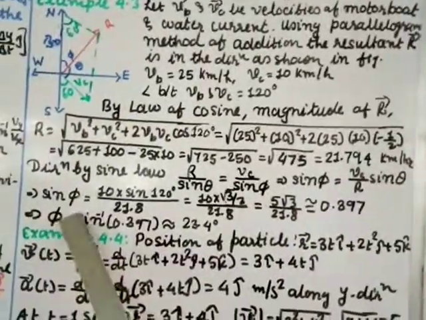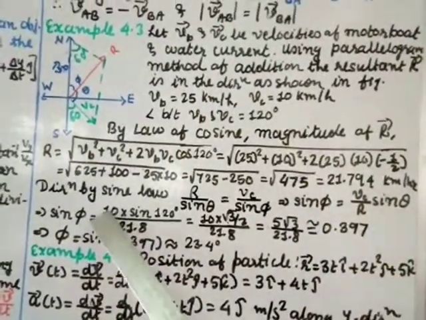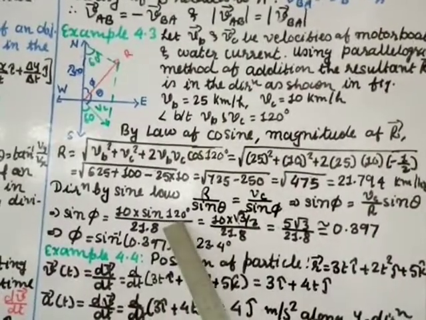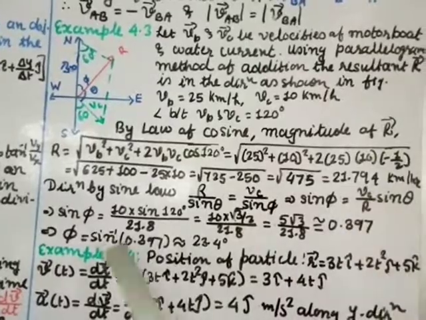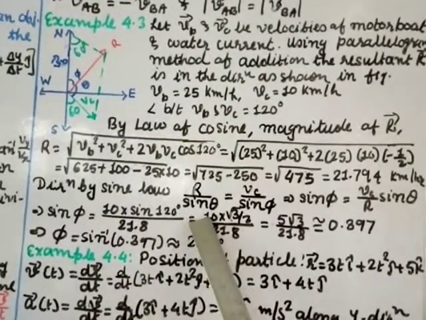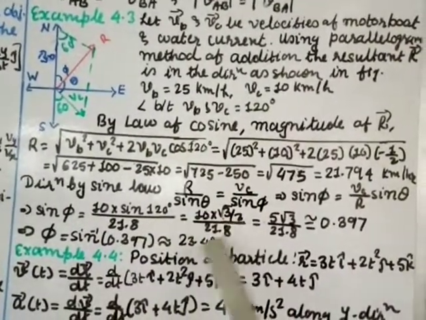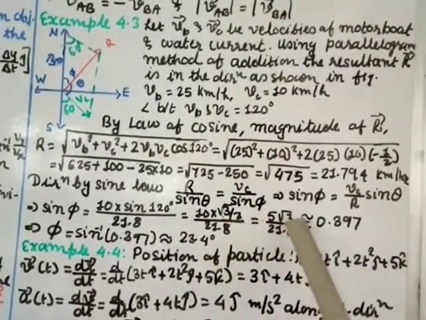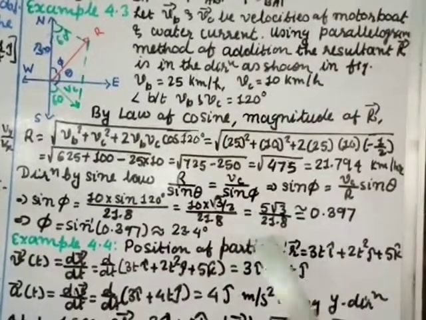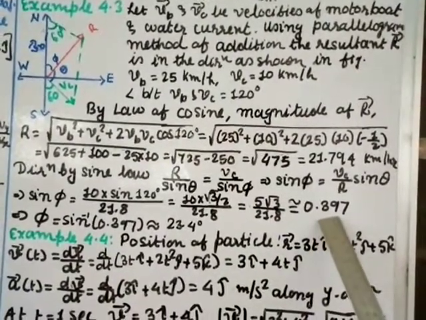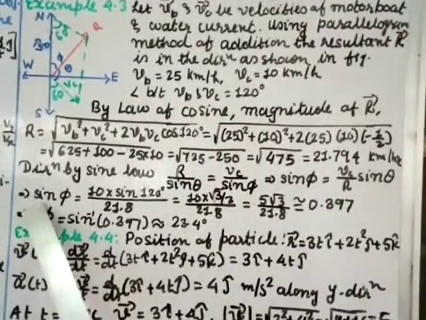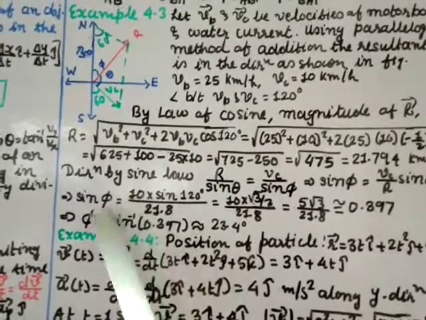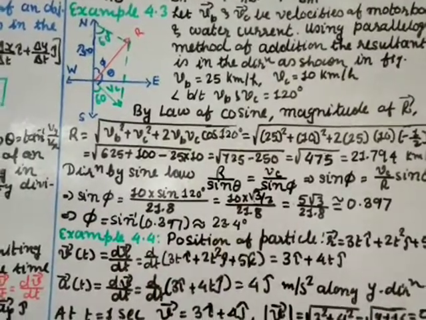So sine phi is equal to VC, which is 10, into sine of the angle between VC and VB, which is 120, divided by R, what you found here, 21.8. 10 into sine 120, which is root 3 by 2, divided by 21.8. 10 you cut by 2, so you get 5 root 3 by 21.8. You find this ratio, you get approximately 0.397. Then phi is equal to sine inverse 0.397, and this value is approximately 23.4 degree.